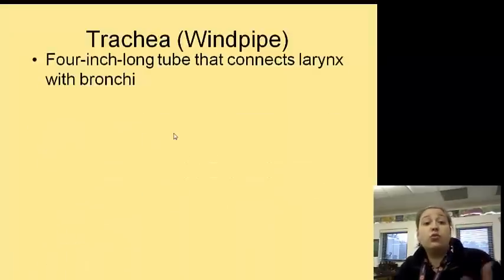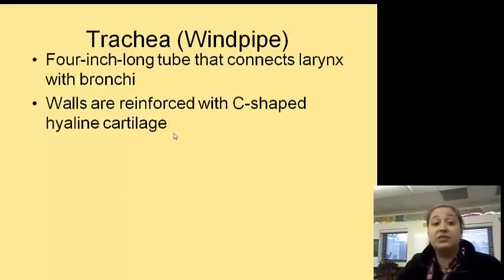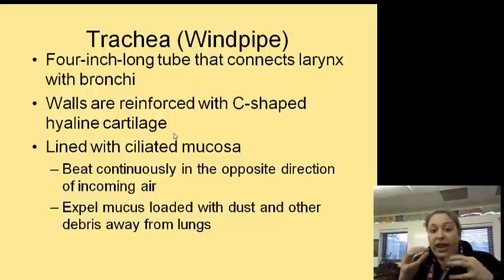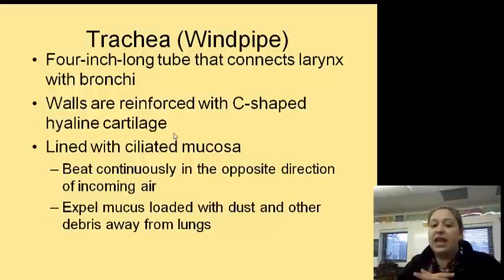Okay, the trachea, or the windpipe, is about 4 inches of tube that connects the larynx with the bronchi, and it's reinforced with C-shaped hyaline cartilage. Remember, cartilage is very hard to compress, and so is your trachea. It's lined with ciliated mucosa, or little hairs, that beat continuously in the opposite direction of the incoming air to expel mucus and trap dust.